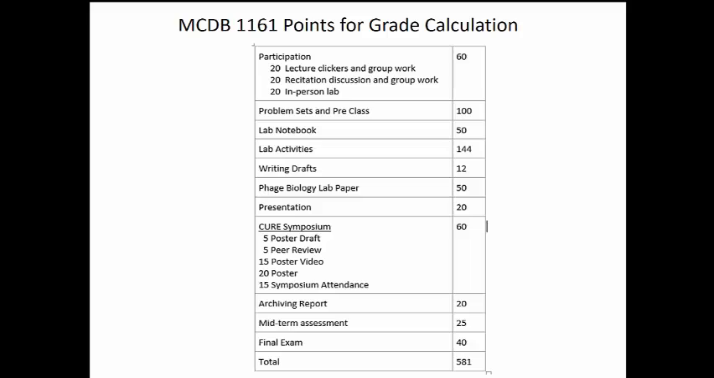Your final grade will be calculated out of 581 total points. The delineations of these points are shown on this chart, and I will briefly describe each category of points.